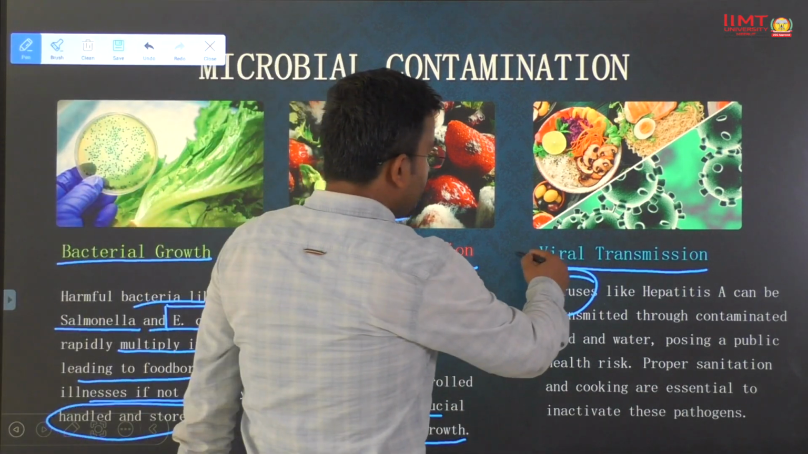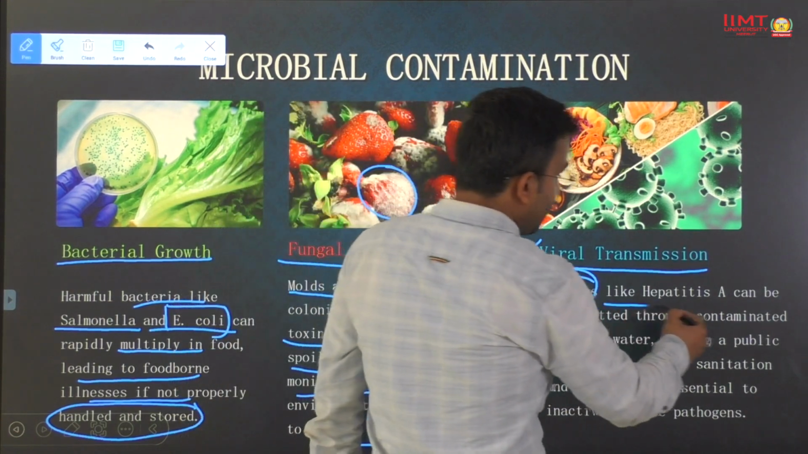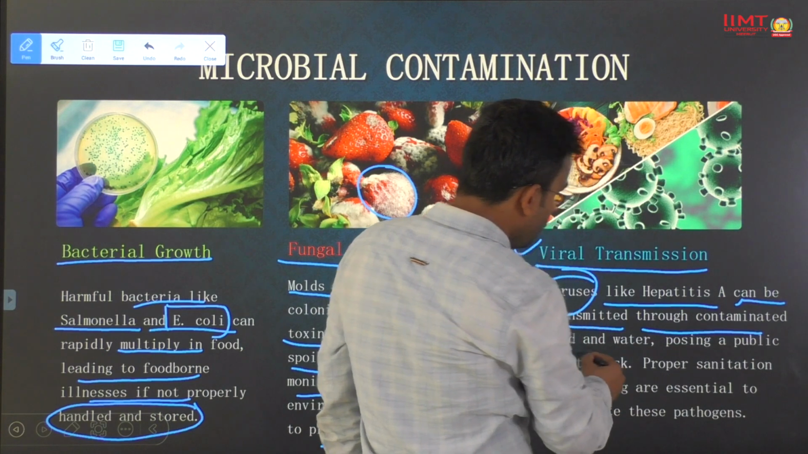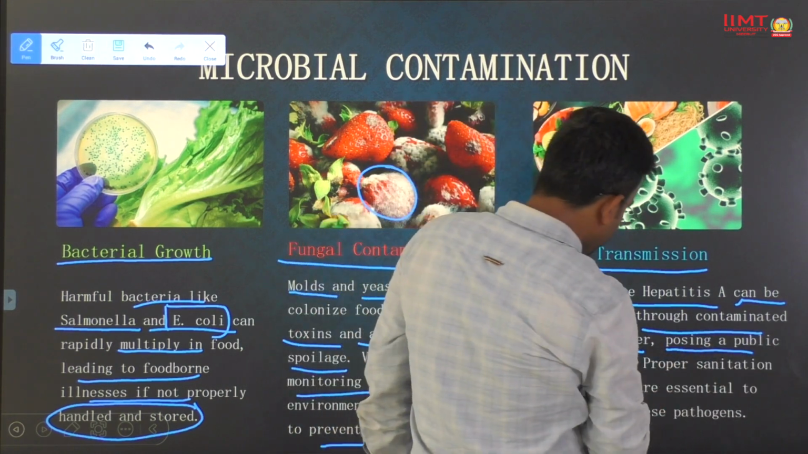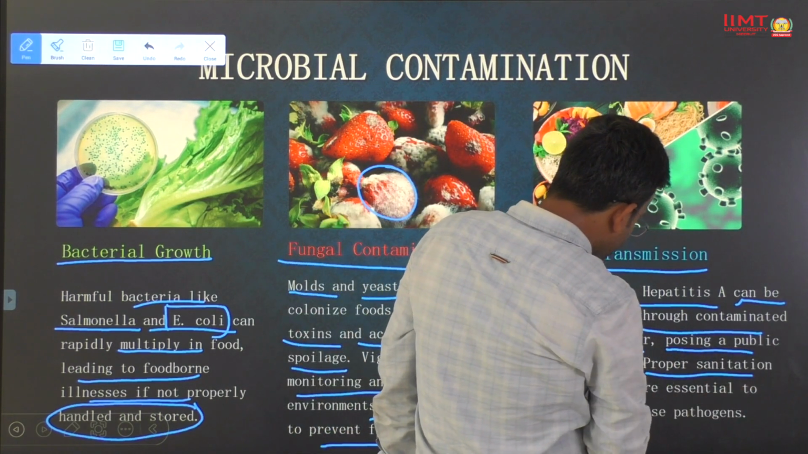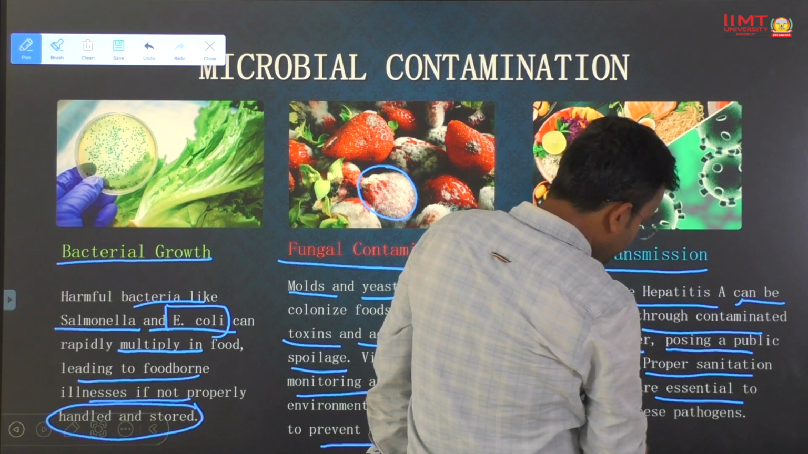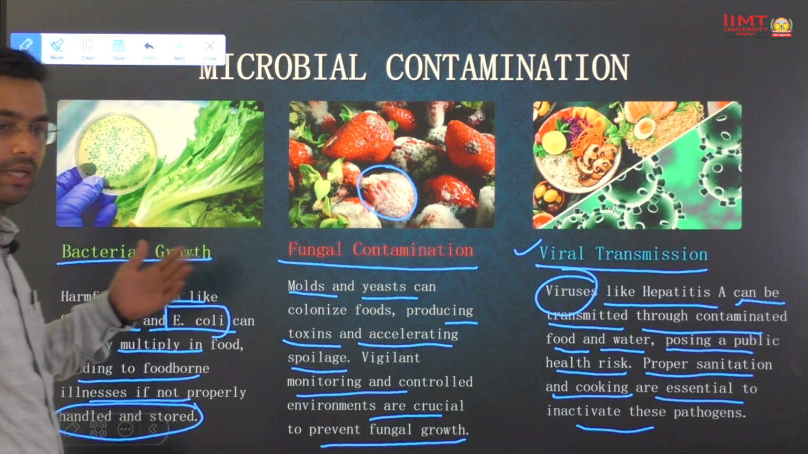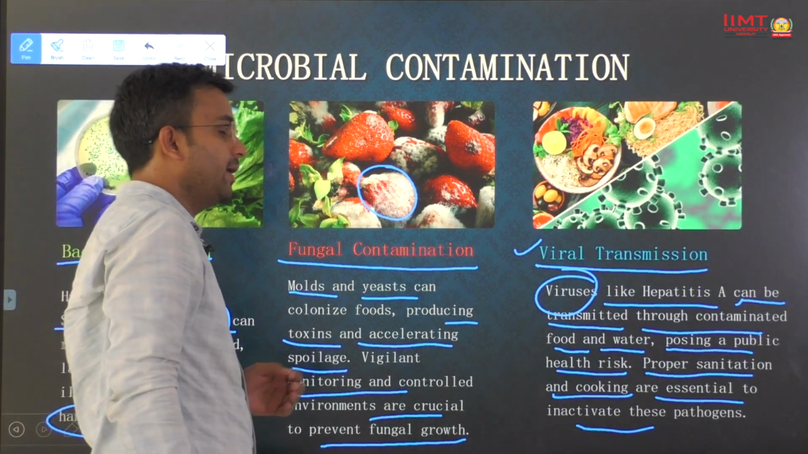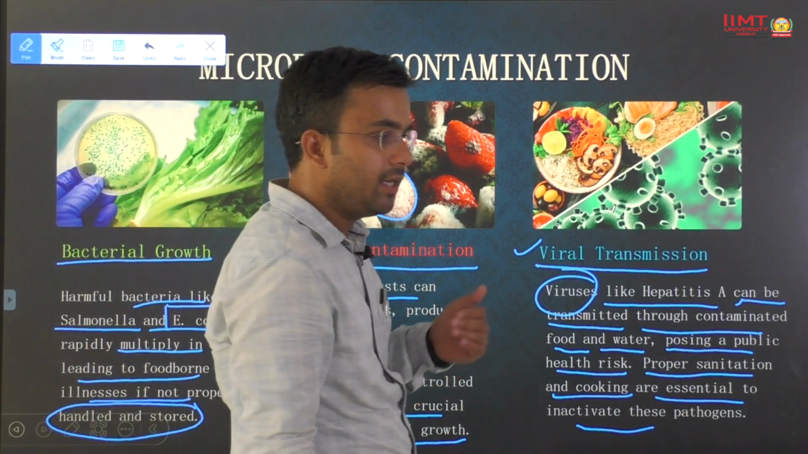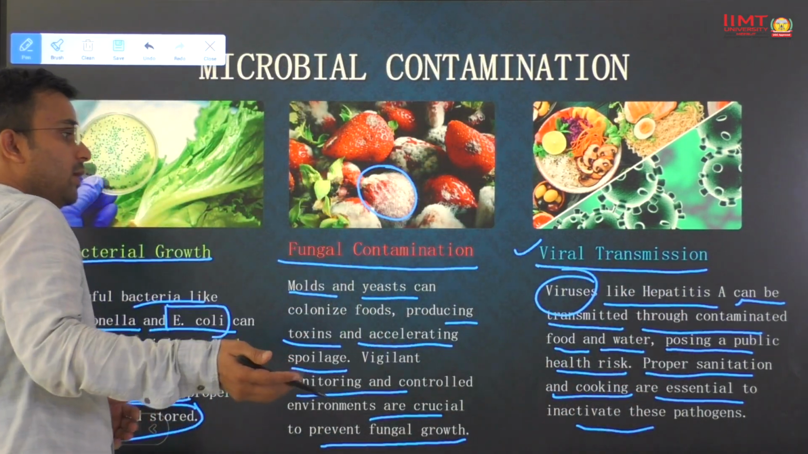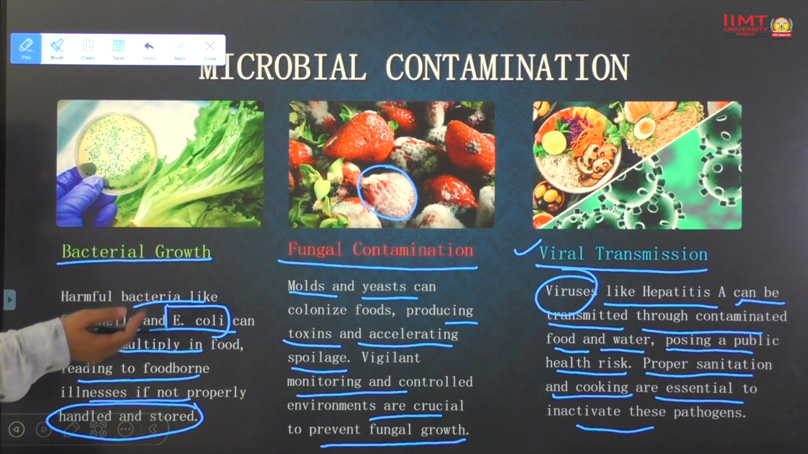Next is viral transmission. What is viral transmission? Hepatitis A can be transmitted through contaminated food and water, posing a public health risk. Proper sanitization and cooking are needed to inactivate the pathogens. We were made aware in the last lecture that any virus can be transmitted from one to another, easily through food items and also human beings.